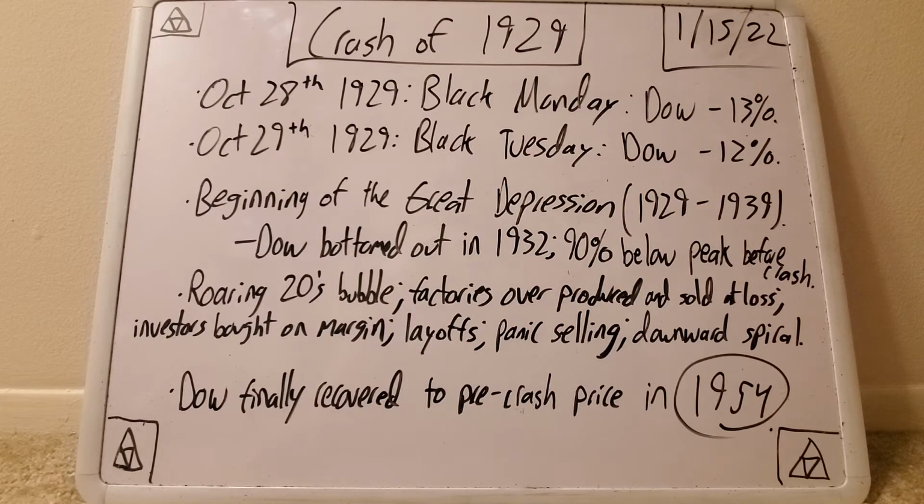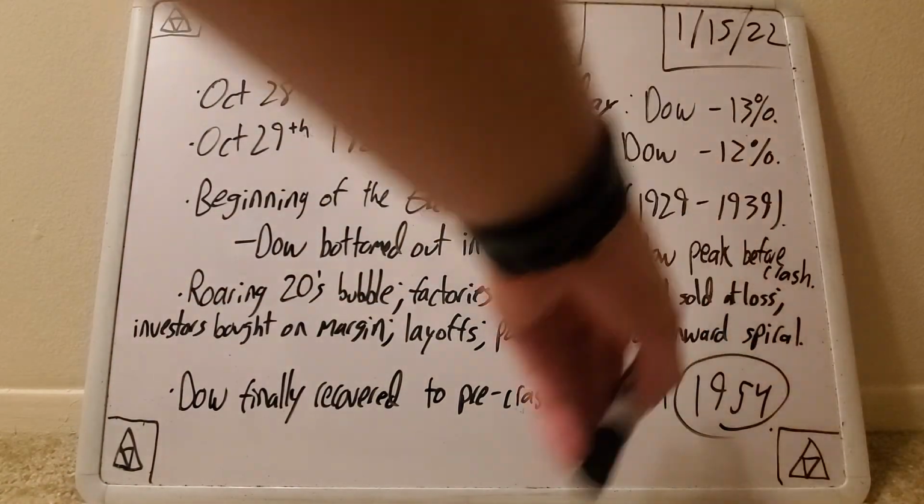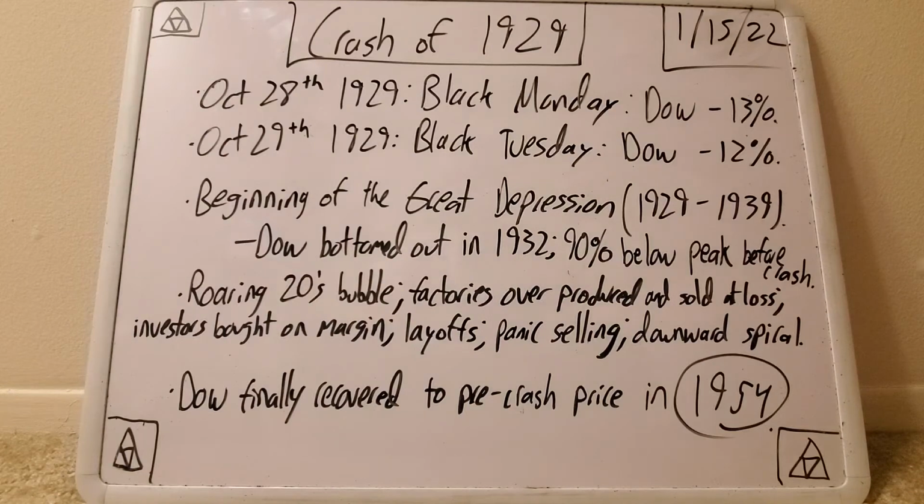crash of 1929. And this also really started the Great Depression, which lasted from 1929 to 1939, so an entire decade, right up until World War II. And during this time, the Dow Jones bottomed out in 1932, where it dropped 90% below the peak before the crash. So the peak being in 1929, and only 3 years later, it dropped 90% in total. So almost to zero for the Dow Jones.